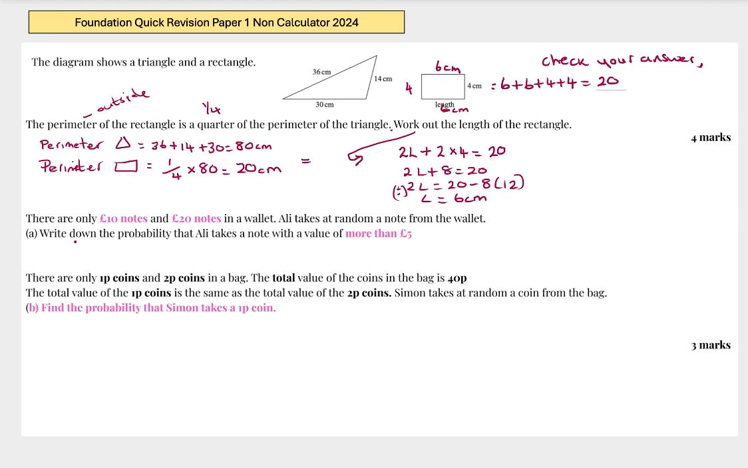So the next one is, to me, just as equally hard. There's a lot of wording to it. So I've tried to highlight the keyword in pink. There are only £10 notes and £20 notes in a wallet. Ali takes at random, which means any note, she puts her hands into the wallet, and just takes a note out. Write down the probability that Ali takes a note with a value of more than 5. Well, we know it's going to be more than 5 because she's only got £10 notes and £20 notes. So it's as simple as that.